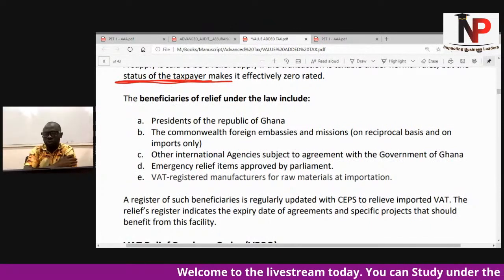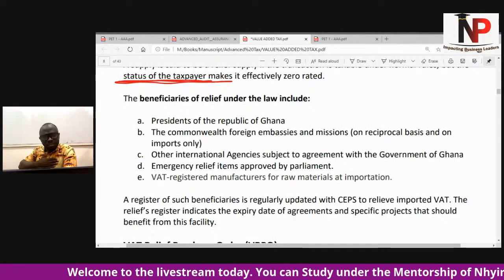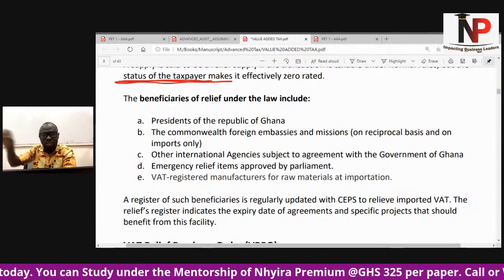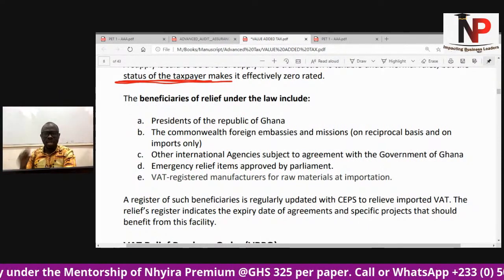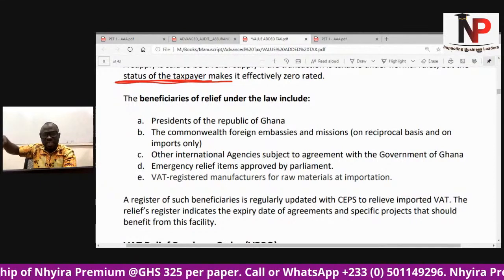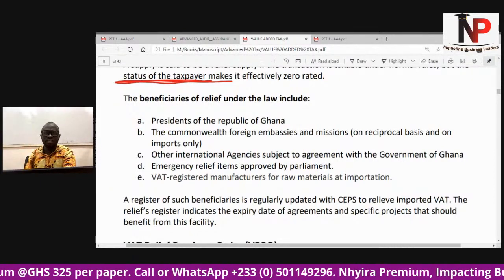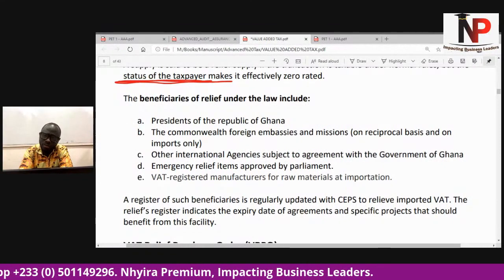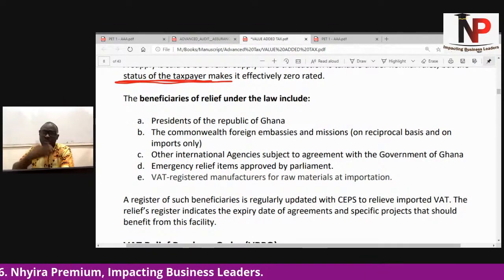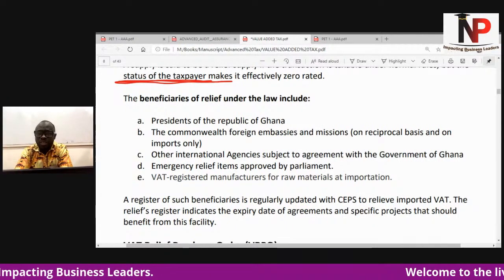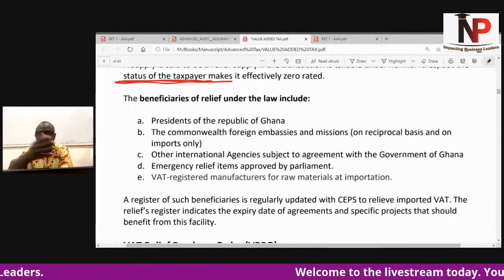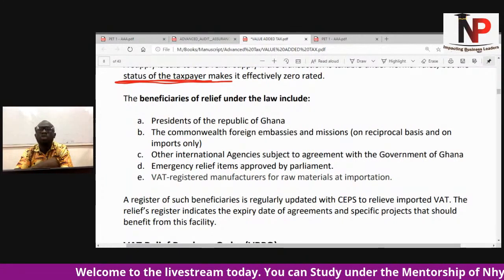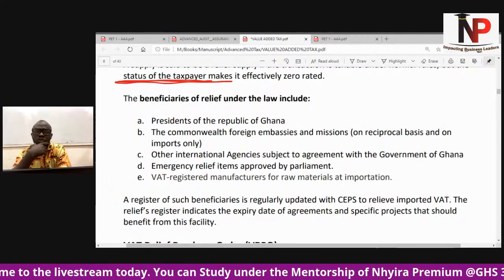But this is the sweet spot. If what I'm selling is a taxable supply and I'm supposed to tax you or charge you VAT, but your status makes it that I can't charge you VAT, at the end of the day, what do I tell the Commissioner General? Stay with me carefully. What I'm selling is subject to VAT. I am supposed to charge you VAT when I sell it to you. But your status makes it zero rated. So I can't charge you VAT when I'm selling it to you.